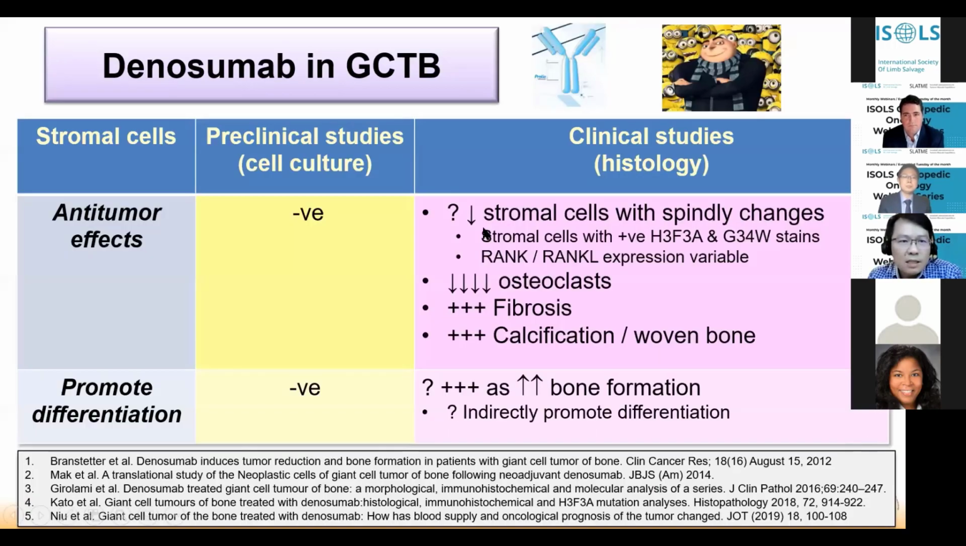So that summarizes the cell culture and the histology. In the preclinical study, we demonstrated that there's no anti-tumor or any promotion effect on the osteoblastic lineage of the stromal cell. In the clinical study, histology-wise, it can somehow decrease the stromal cell activities. But why this can be done, we don't know. We suspected that it may indirectly modify the local bone environment, which indirectly inhibits the activity of these stromal cells.